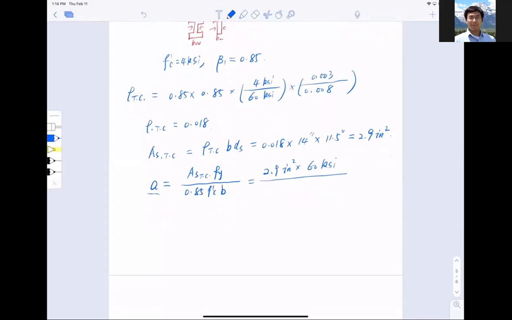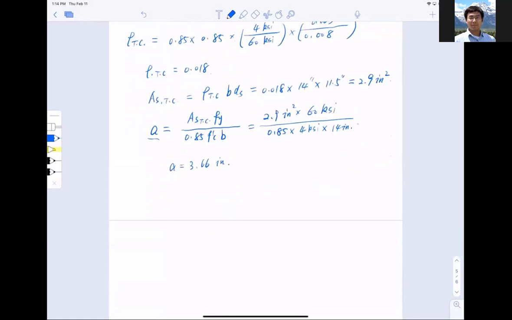So 2.9 inch square multiplied by 60 KSI, divided by 0.85, multiplied by 4 KSI, multiplied by B, which is 14 inch, okay? All right, so now I got A equal to 3.66 inch.